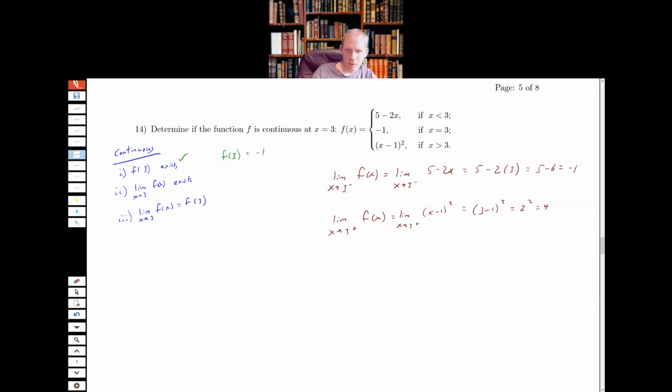Okay. Since the left and right limits don't match, the limit as x approaches 3 of f of x does not exist. And I can stop there, right? Because now that I have one that doesn't work, I know that this cannot be continuous at x equals 3.